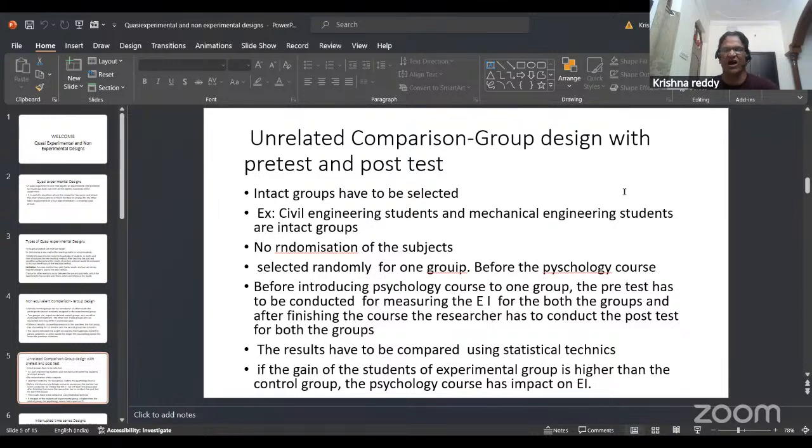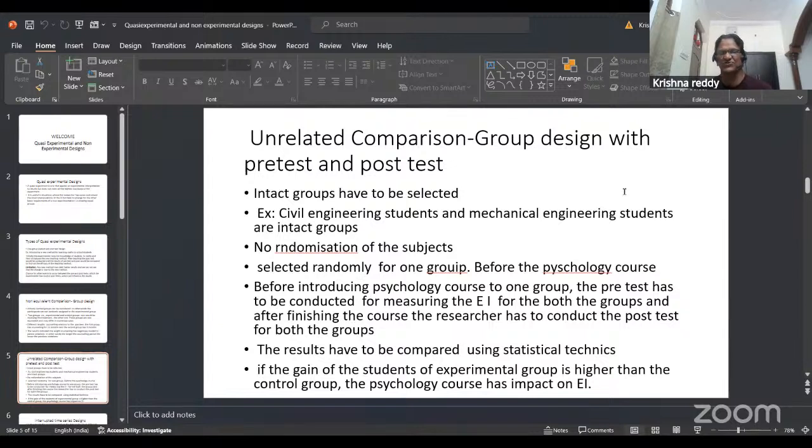For that, to bring out that one, this psychology course is introduced for these engineering students, which are intact groups. Before introducing the psychology course to one group, the pre-test has to be conducted for measuring the emotional intelligence for both the groups. And after finishing the course, the researcher has to conduct the post-test for both the groups. The results have to be compared using statistical techniques.